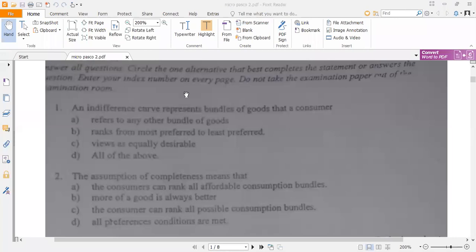Okay. Question 1. An indifference curve represents bundles of goods that a consumer. All right, so we know that indifference curves are just the locus of bundles of goods that fetch the consumer the same level of utility. So in the eyes of the consumer, any bundle on the indifference curve is desirable. It gives him or her the same level of satisfaction. So that should be C. The consumer views those bundles as equally desirable. So question 1 should be C.